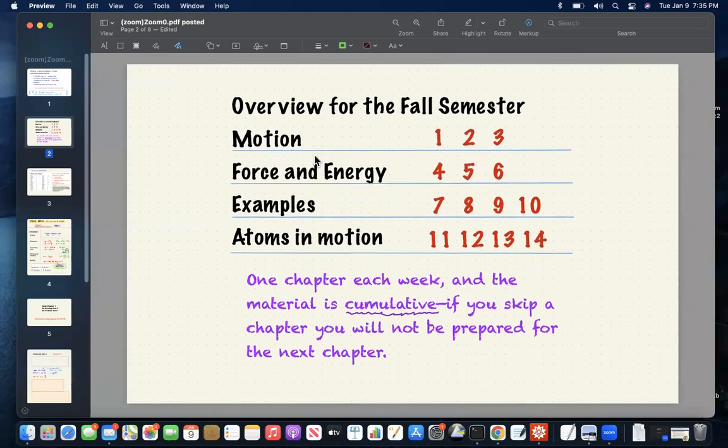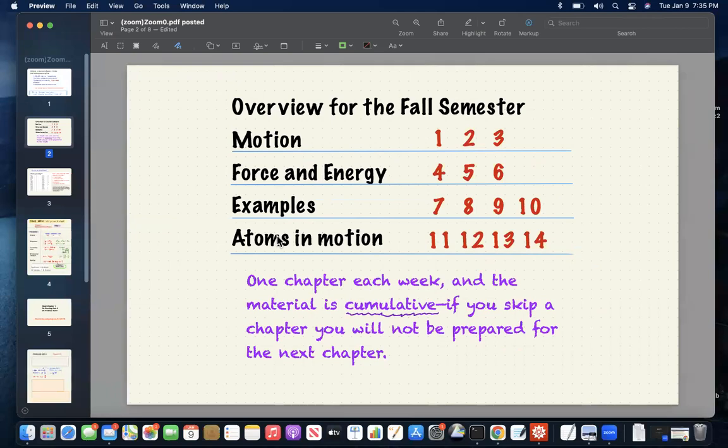And the very last part of the course is about atoms in motion. Most of the first part will consider motion in everyday life or general principles. But the last part will be specific to the motion of atoms. This is mainly thermodynamics. As you see, there are 14 chapters, and there are 14 weeks in the semester. So it's going to be one chapter each week.